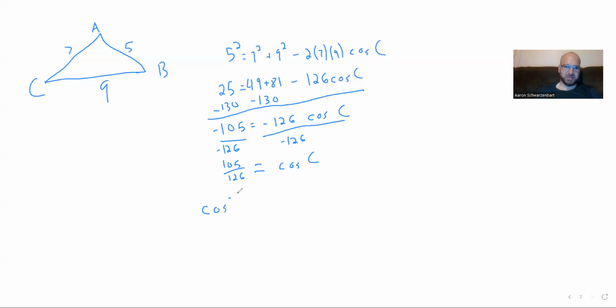And then I'll do the inverse cosine to get C. And I get C is 33.6. I finished solving the triangle. I'm going to do B first.